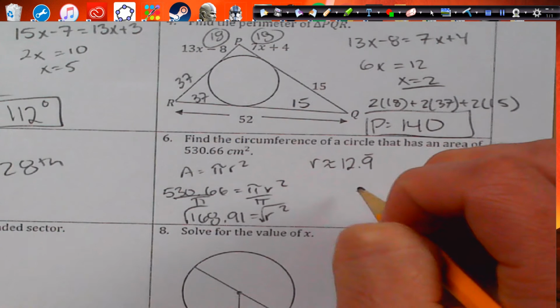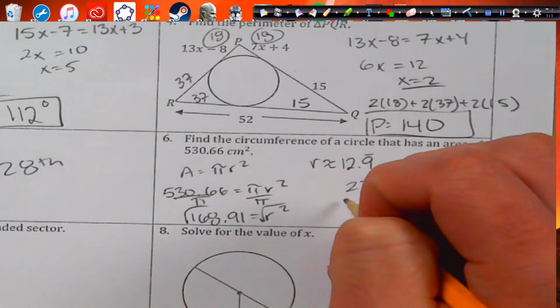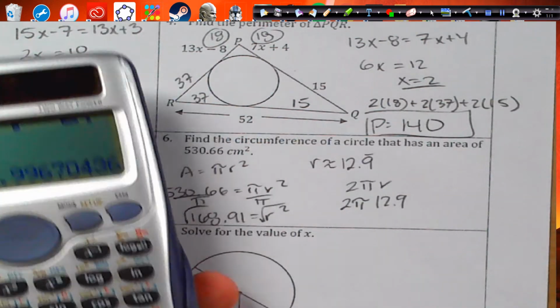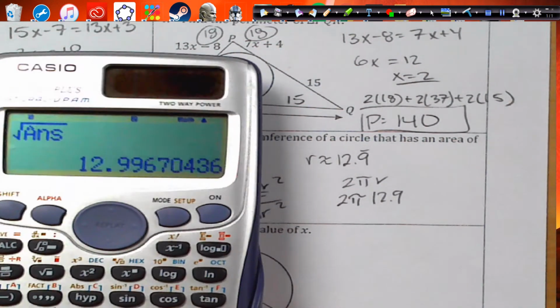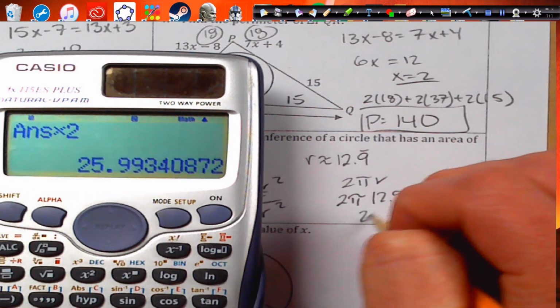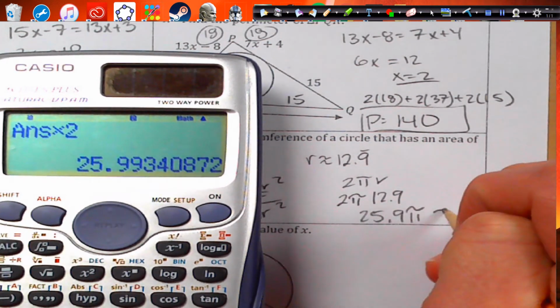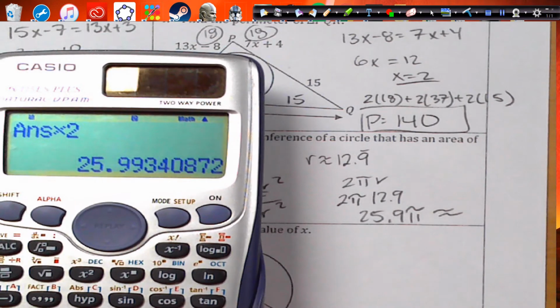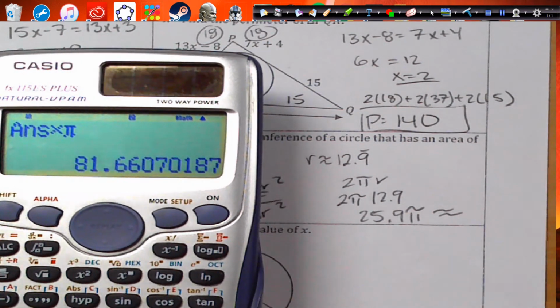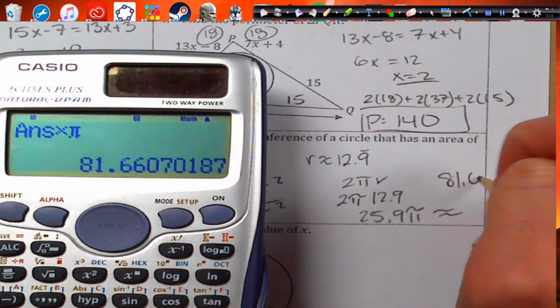And then we're going to put that into 2 pi r, so we're going to get 2 times pi times 12.9. Now I have it in my calculator already, so I'm just going to leave it in my calculator. So I'm going to multiply it by 2. So I'd get about 25.9 pi, but that really doesn't make sense to leave it like that, so then I'm just going to multiply it by pi, and we're going to get 81.6.